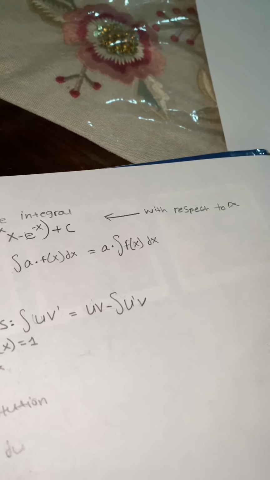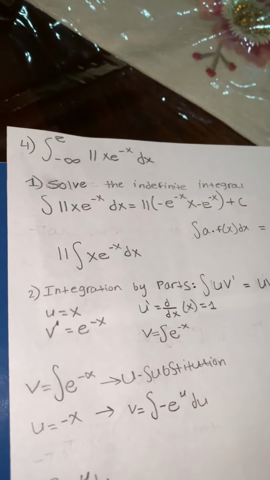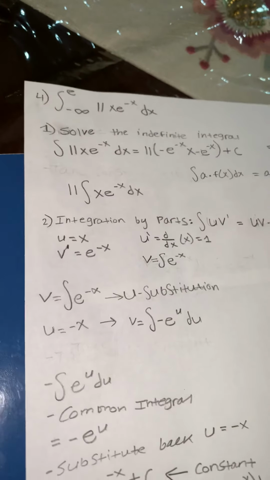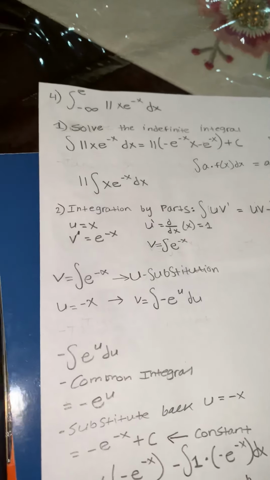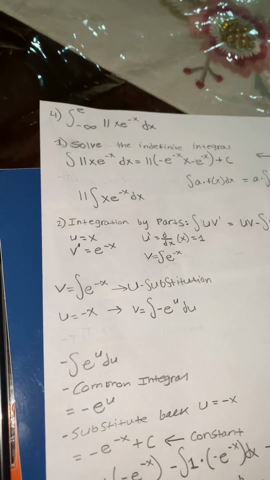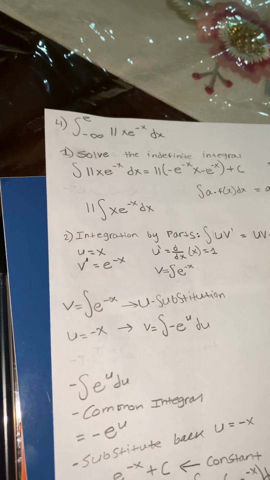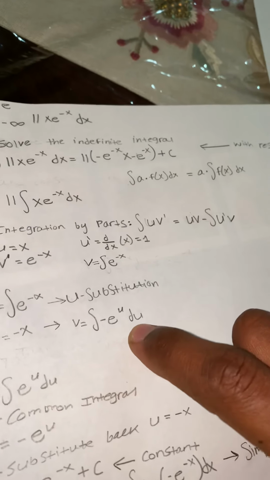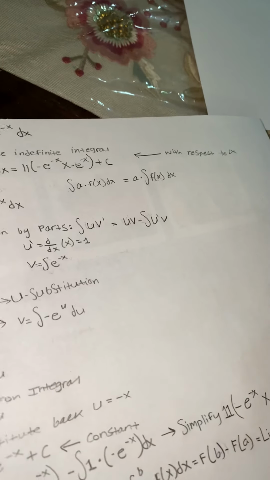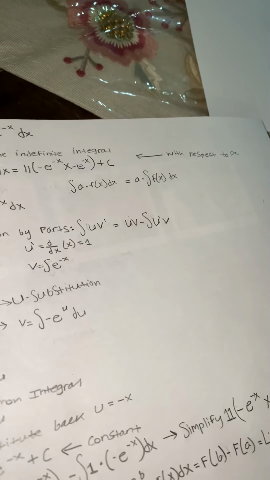So in our case, u is equal to x. The derivative of x is 1. And v is equal to the integral of e to the power of negative x, the derivative of which is e to the negative x. The way you figure that out is by using u substitution. In this case, u is negative x. So if you plug in the u, you'd get v is equal to the integral of negative e to the power of u du.